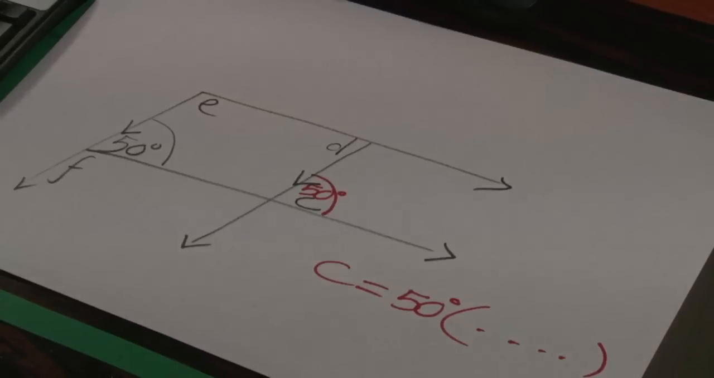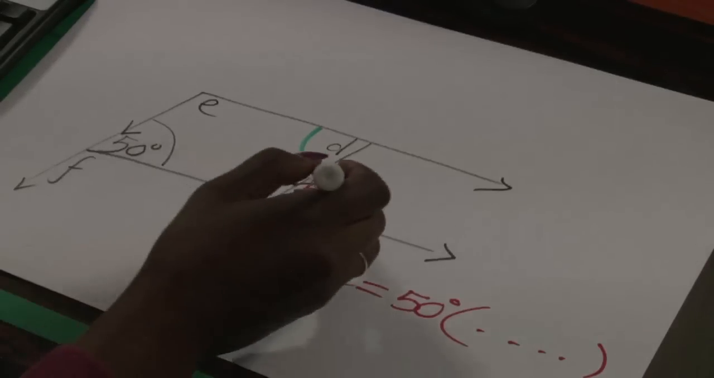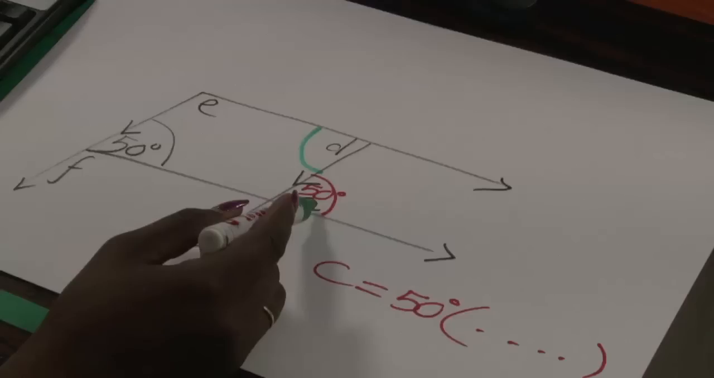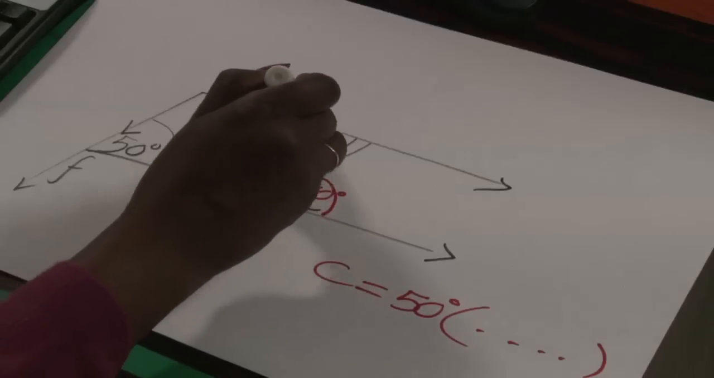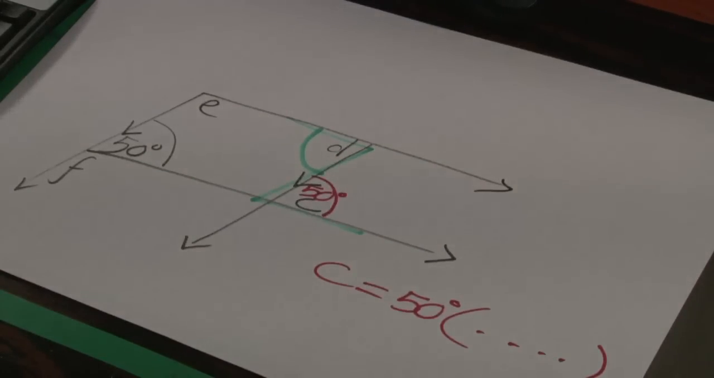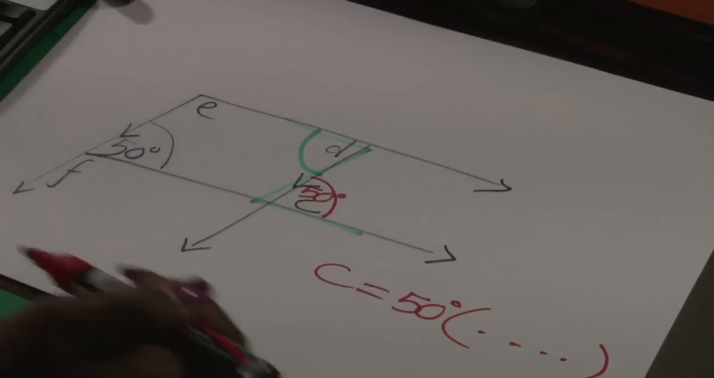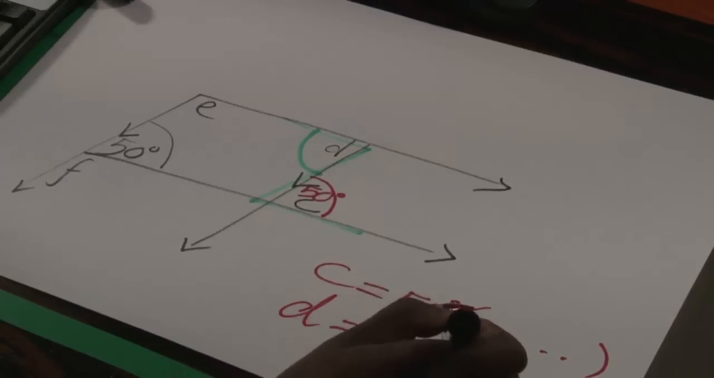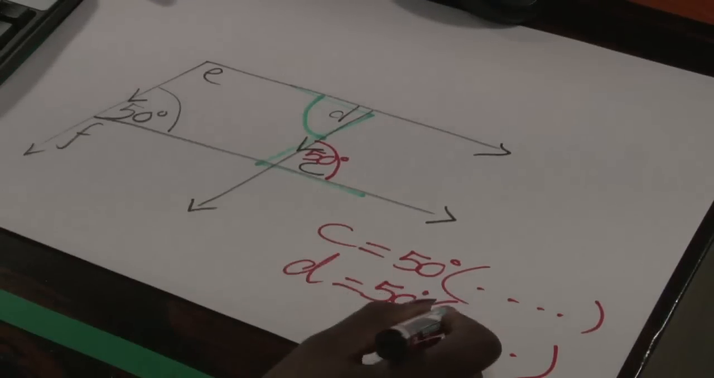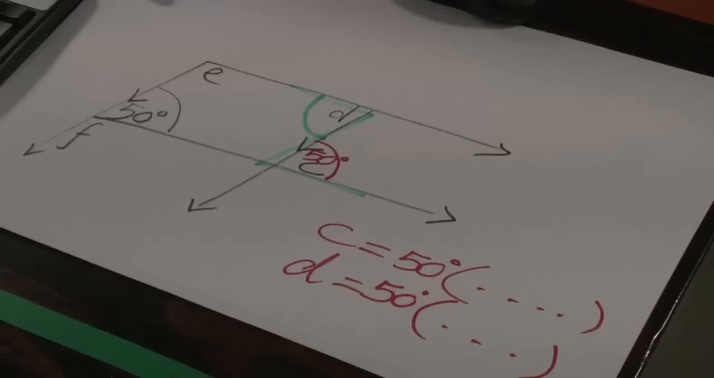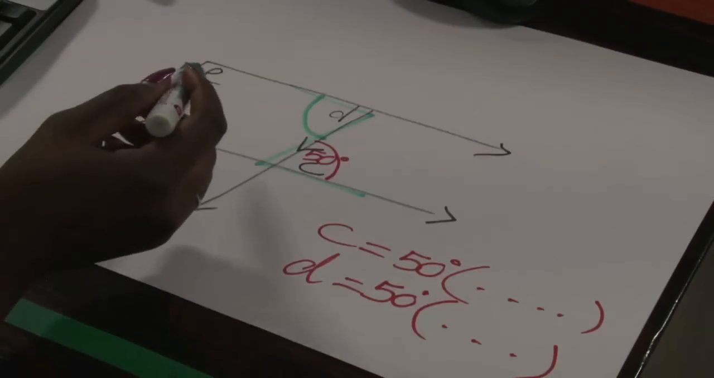Now I know this one is also 50 degrees. The other one that I can find is D. Let me take the green color. Why am I saying D is easy to find? Now that I know that C is 50 degrees, there are rules in your study guide that say the angles inside the Z are alternate. That is the reason. So therefore, angle D is also 50 degrees. And please, I'm giving you homework: look for that reason to understand why I'm saying it is because they are alternate angles.